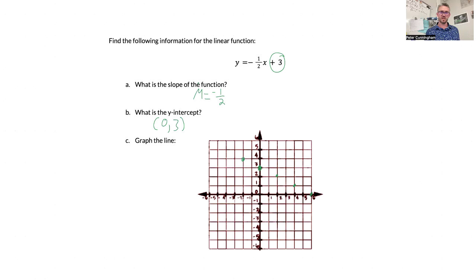Okay, so you should have a line. See that fancy dancy line feature again. That connects. Okay, the whole point of these equations is to make a line. All right.